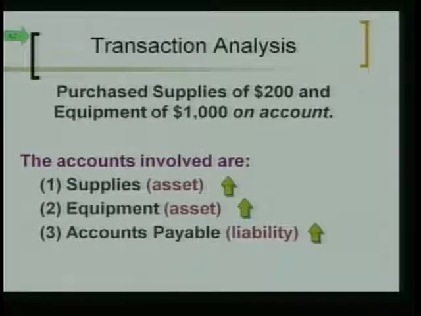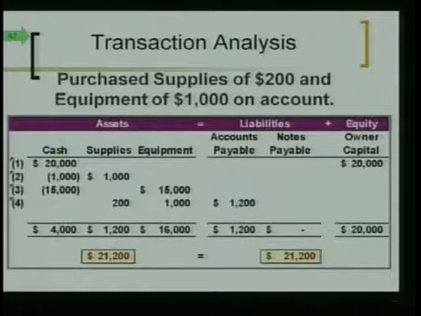Well, think about it. Supplies are going to go up by $200. Equipment is going to go up by $1,000. And our liability, which is called accounts payable, is going to go up by how much? $1,200, correct? How does that look? Well, let's take a look. Supplies goes up by $200. Equipment goes up by $1,000. And accounts payable goes up by $1,200.